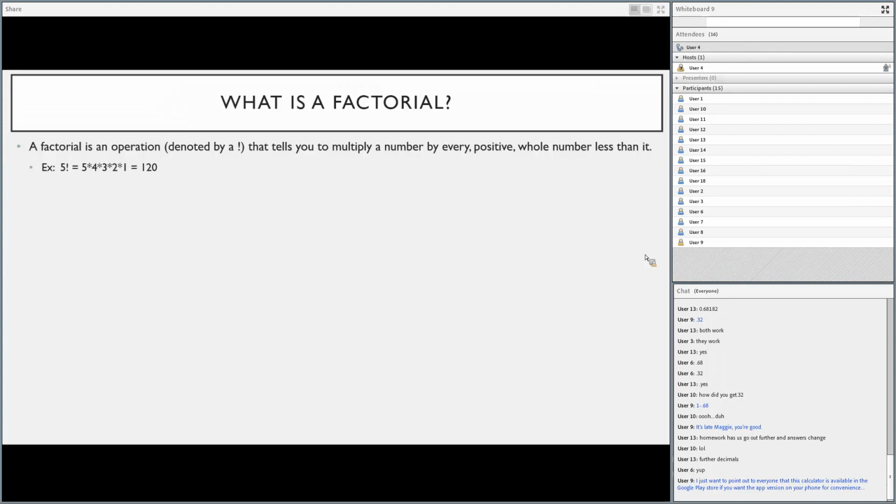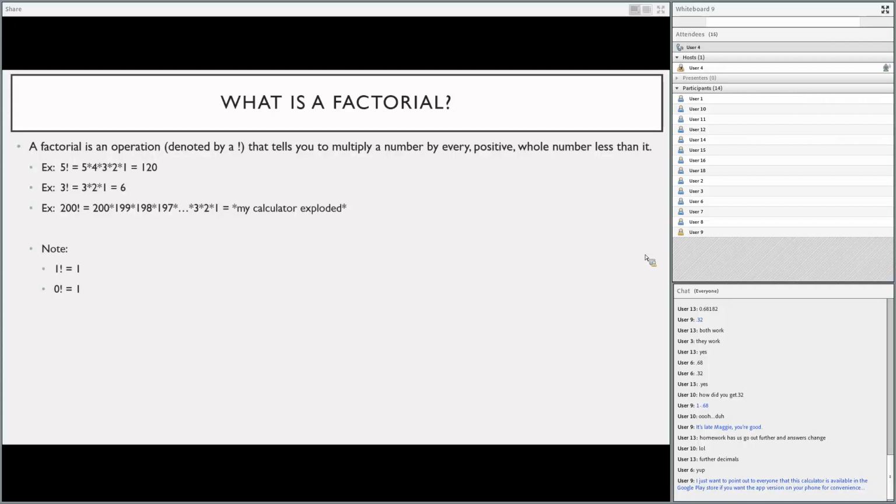And what it's telling you to do is take the number that's in front of it and multiply that number by every positive whole number less than it. So for example, if you have 5 factorial, you take 5 and multiply 5 by every positive whole number less than it down to 1. So 5 times 4 times 3 times 2 times 1, and you would get 120. So 5 factorial is equal to 120. 3 factorial is equal to 3 times 2 times 1, which is equal to 6.